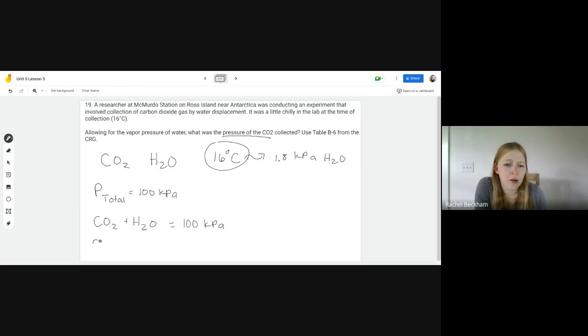So we know that CO2 plus 1.8 equals 100. So how do we find CO2? Well, this was being added. And so to get CO2 by itself, we can subtract 1.8 from both sides. So 100 minus 1.8 is 98.2, which hopefully is an option on there for number 19. Yep, just 98. They rounded off to 98. So that is the pressure for CO2.